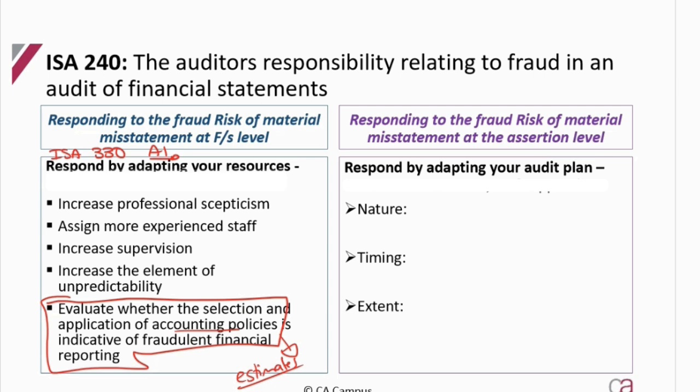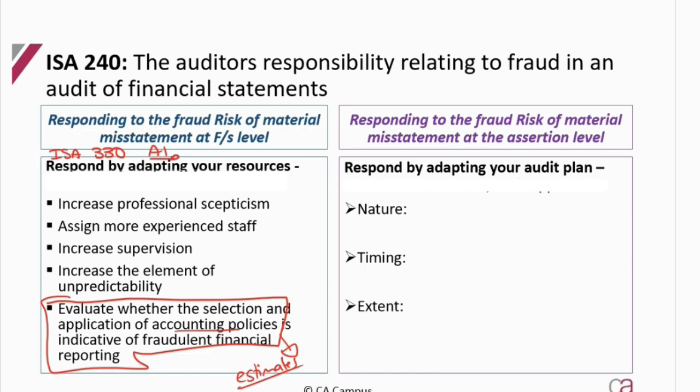So look at their depreciation policy. Does that indicate that they are not writing off their assets as quickly as they should be? Or look at how they are working out the allowance for credit losses. Is that an indicator that they are trying to overstate accounts receivable? Other than that, when you respond at a financial statement level, you're adapting your resources. So increase professional skepticism, assign more experienced staff, increase supervision, increase the elements of unpredictability. Pretty much the same as what came out of 315 A1.